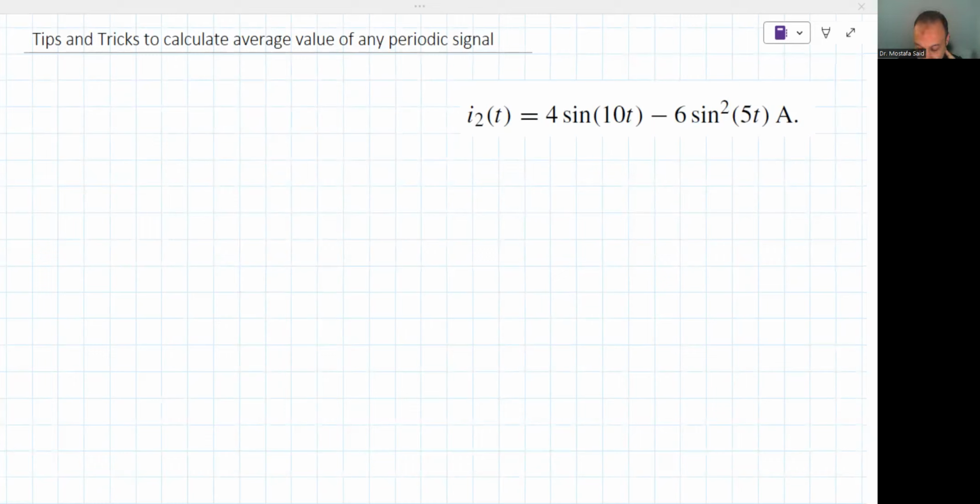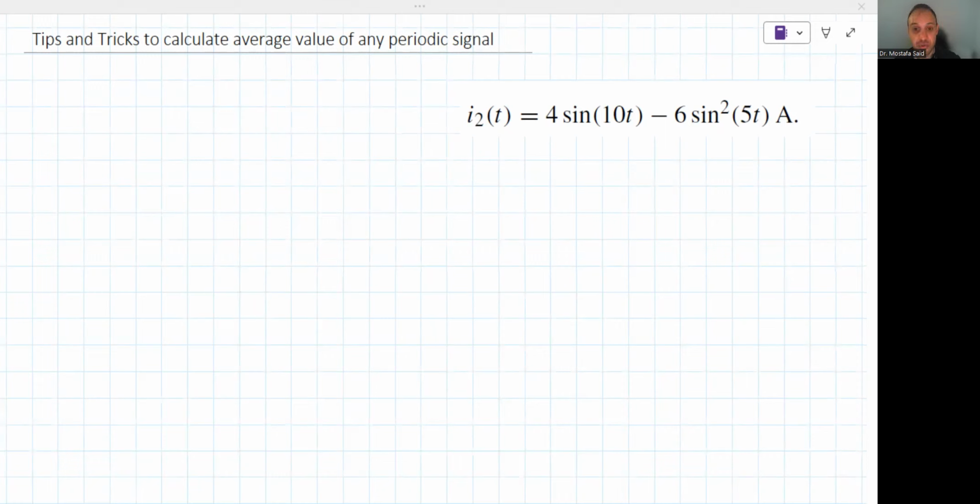Hello guys, in this video I'm going to show you how to calculate the average value of any periodic signal, like a current or a voltage, for example, in an AC circuit, in a very easy way, as usual. There are always some tricks and tips to solve AC circuits in a very accurate and efficient way as well, and we're going to apply some tricks today in that example.